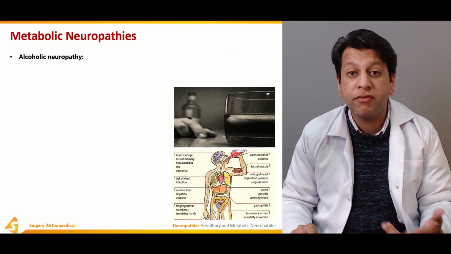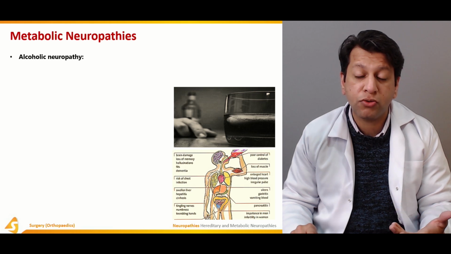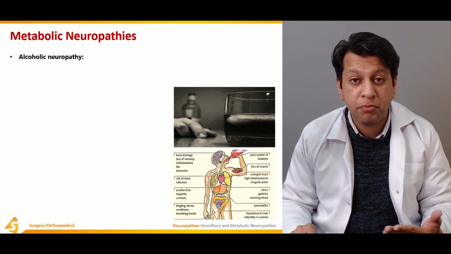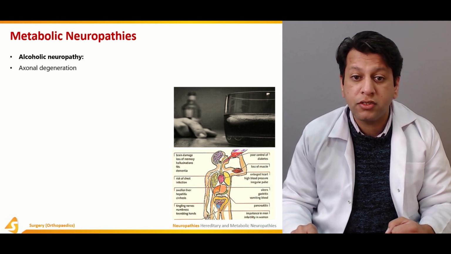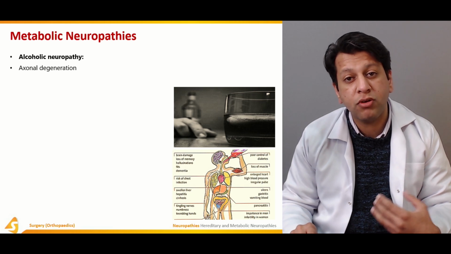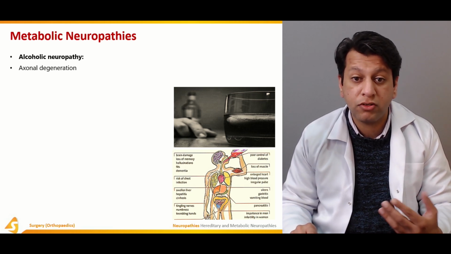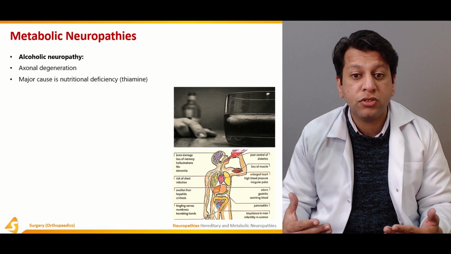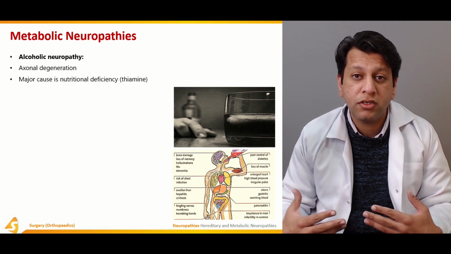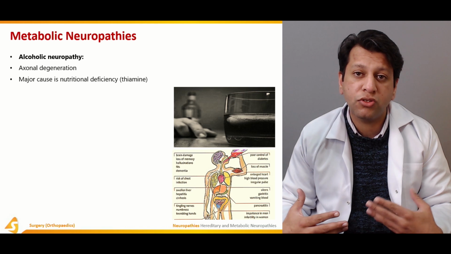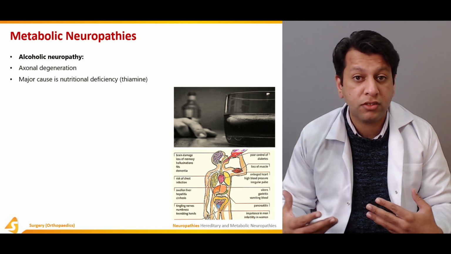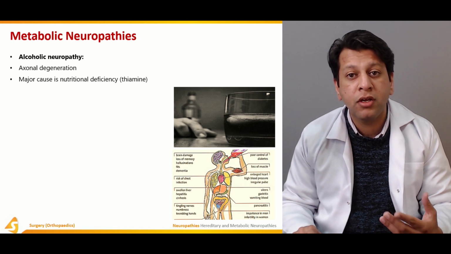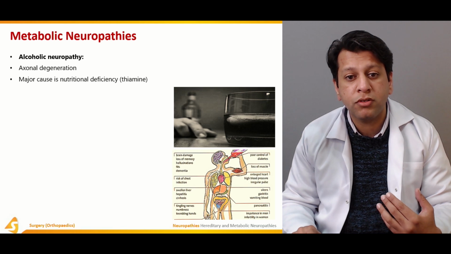Now coming to another form of neuropathy, which is mostly associated with chronic alcohol syndrome, or those patients who are heavily dependent on alcohol. Too much consumption of alcohol may eventually lead to axonal degeneration, and the major cause is nutritional deficiency. In patients who are consuming too much alcohol, this usually results in a vitamin B1 deficiency, called thiamine deficiency. And thiamine is normally required for normal function and growth of the neurons.